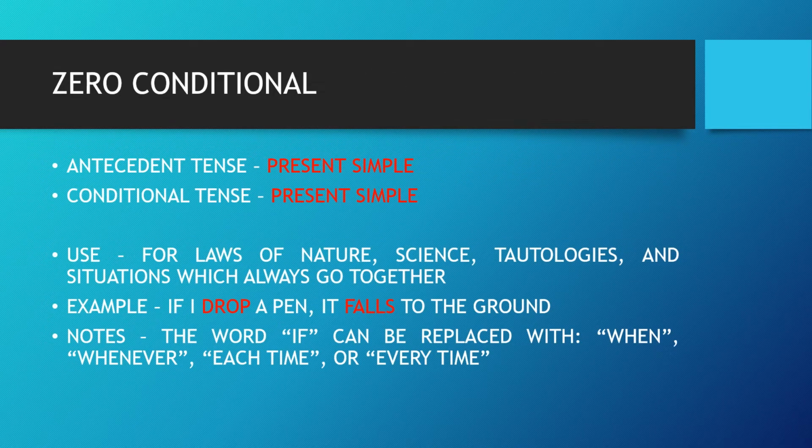In the zero conditional, we go from the present simple, sometimes the present continuous, into the present simple. The if clause has a present simple, the conditional clause has a present simple. We use them for laws of nature or science, for tautologies like bachelors are unmarried men, and situations which always go together. For example, if I drop a pen, present simple, it falls to the ground, present simple.